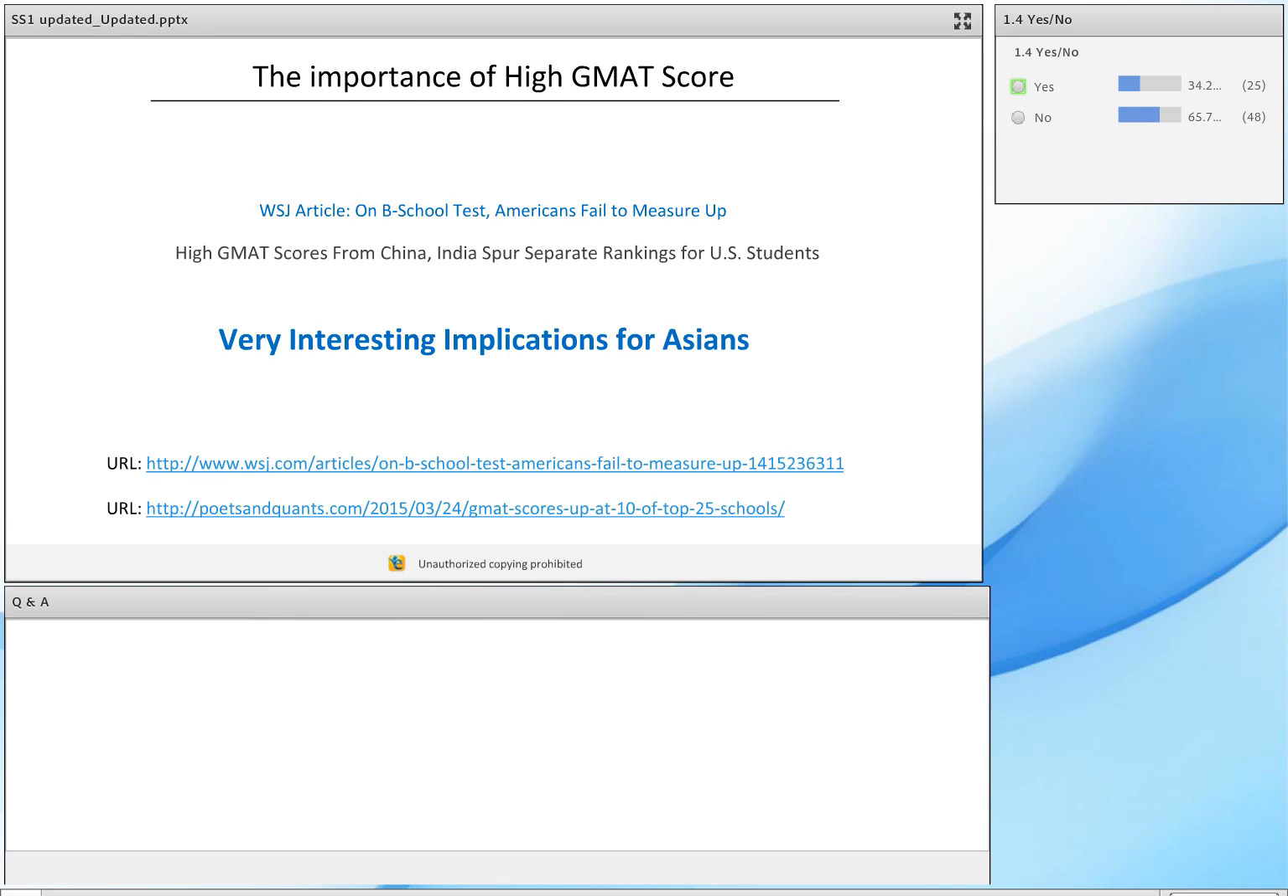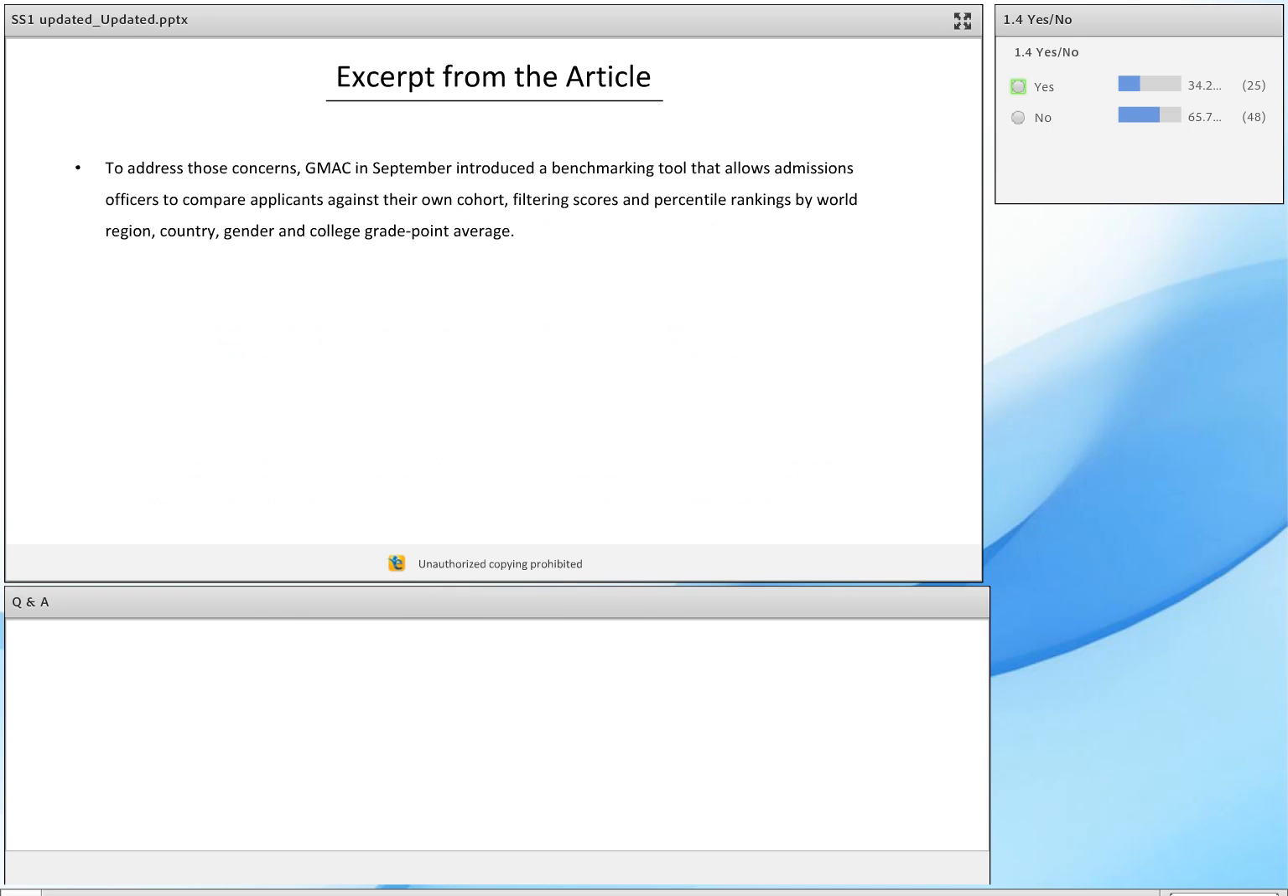It has some very interesting implications for Asians. We're going to really talk about why that is the case. Here are some excerpts from these articles, which really say, to address those concerns, what are the concerns? Hey, Americans aren't scoring as high. GMAT in September, this was September of 2014, introduced a benchmarking tool that allows admission officers to compare applicants against their own cohort, filtering scores and percentile rankings by world, region, country, gender, and college GPA. So they can really do all of this today, and they do all of this today.